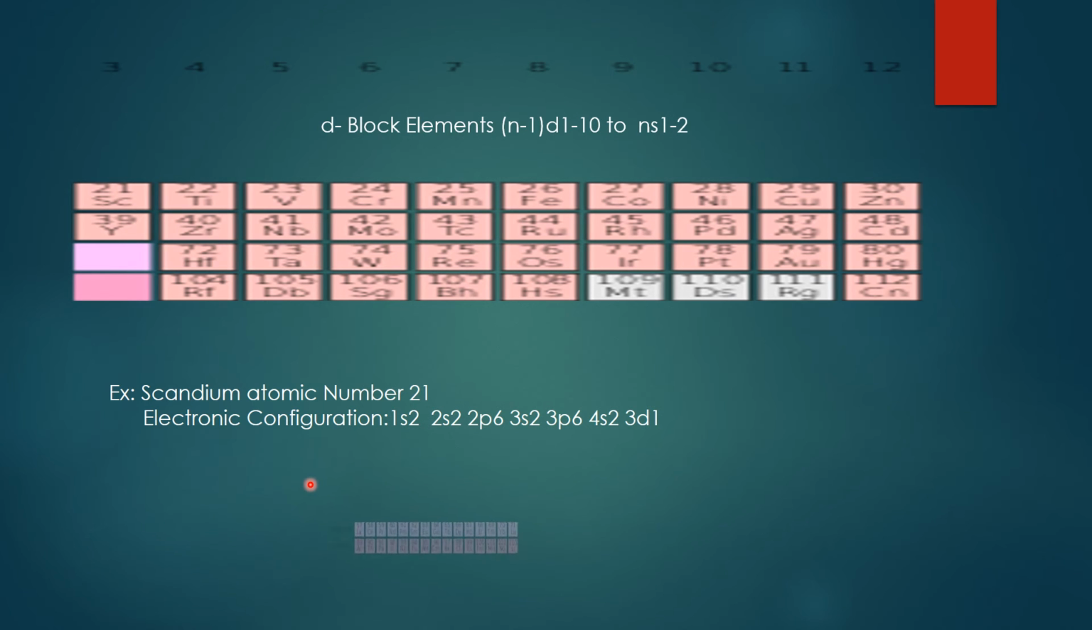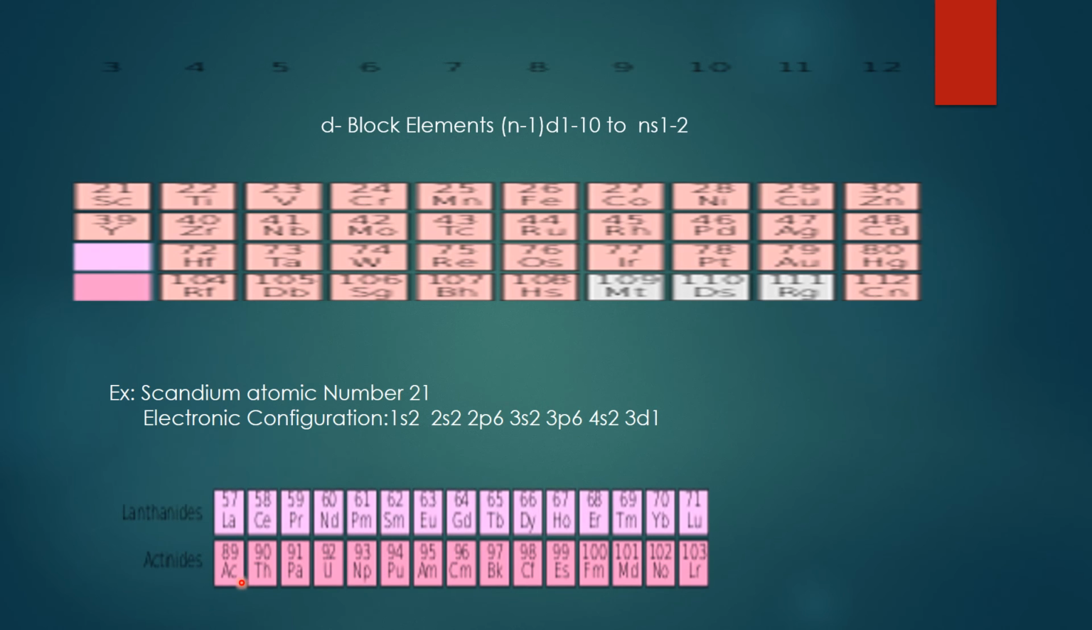In the modern periodic table, another salient feature is the lanthanoids and actinides. They are placed below the periodic table. The elements from atomic number 57, lanthanum, to lutetium 71 are known as lanthanoids, and from actinium 89 to lawrencium 103 are known as actinides. They are also known as f block elements. Are you clear?